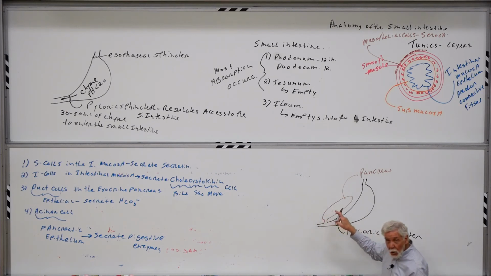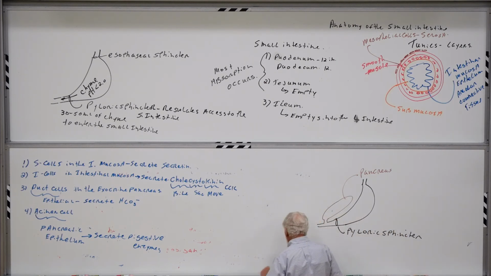Now, if you take an anatomy course, you'll see that this comes into the common bile duct, and the pancreatic duct joins with the bile duct. But don't worry about it. What I want you to recognize is that the pancreas has a layer of epithelial cells that's continuous into the small intestine. Let me do this a little differently.